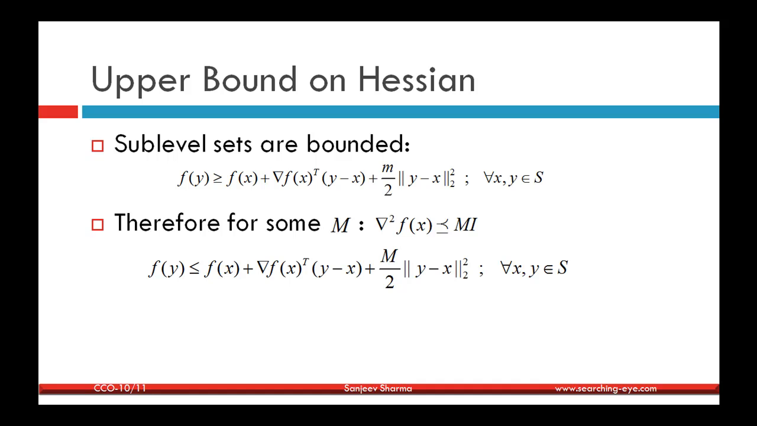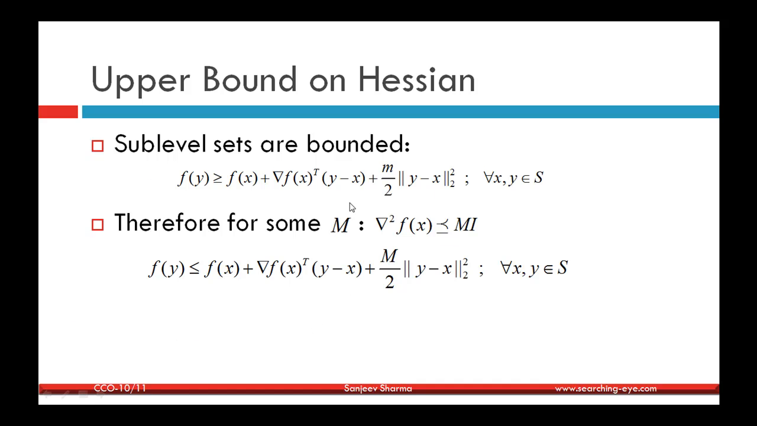We have a certain capital M, where M is some positive constant, such that del square f x is less than or equal to M I, which means that del square f x minus M I is going to be a negative semidefinite matrix, where I is again the identity matrix and M is some positive constant, and del square f x is a positive definite matrix on the sublevel set S. For all x belonging to S, del square f x is positive definite, and this implies that there is an upper bound on the value of the Hessian of the objective function.